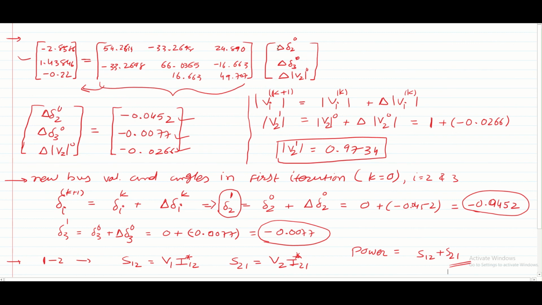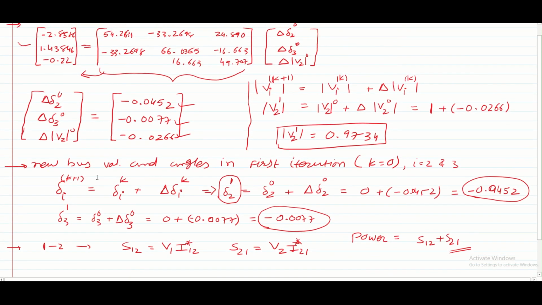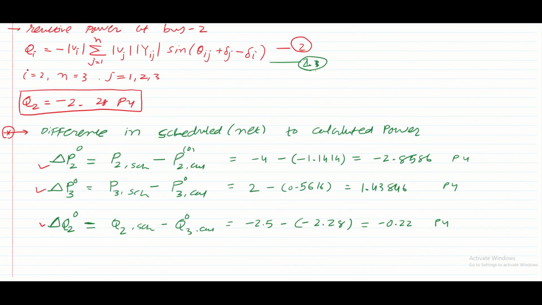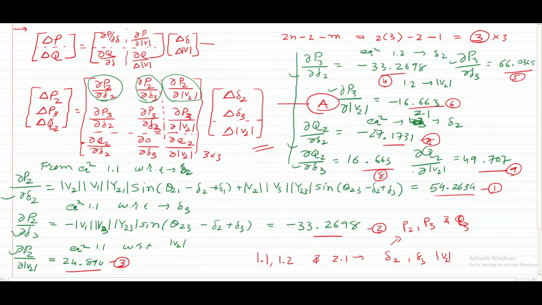Now our objective is to calculate the change in angle and change in voltage from this matrix. So we will make delta and delta V the subject, and then just take the inverse of the Jacobian matrix. We will get the final answer for the change in angle and voltage, and then we will calculate the new active and reactive power after the first iteration.